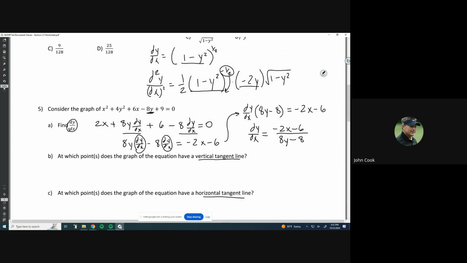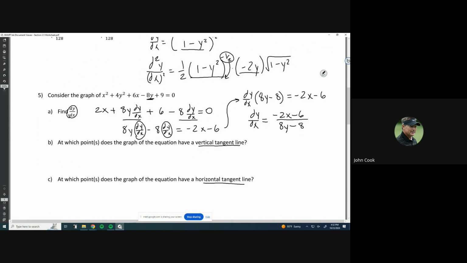Next, after I find the derivative, I've got to find the points where we get a vertical tangent. So what a vertical tangent means is that the dy/dx stuff has the bottom part, dx, the denominator, equal to 0. It just means what x values, what coordinates, give you a vertical tangent. So the way that we are going to find that is by taking this function here, negative 2x minus 6 over 8y minus 8, and setting the bottom part equal to 0.